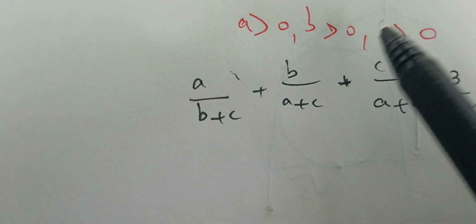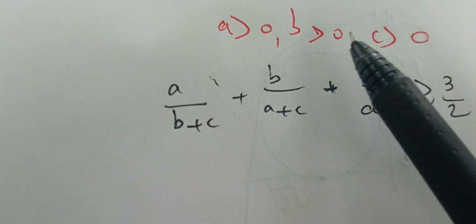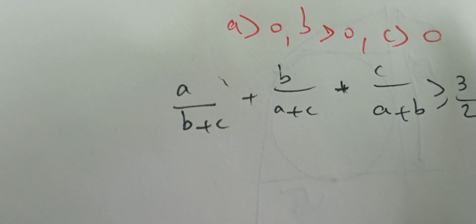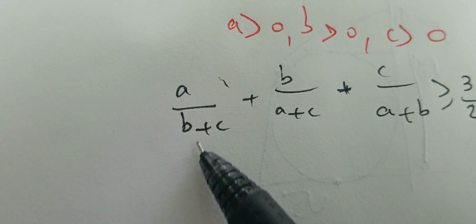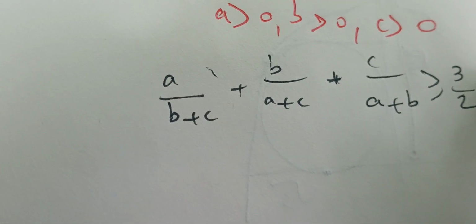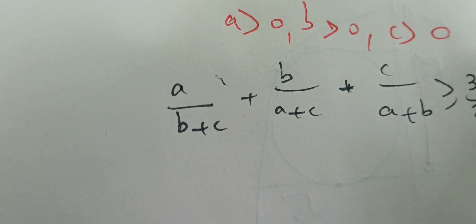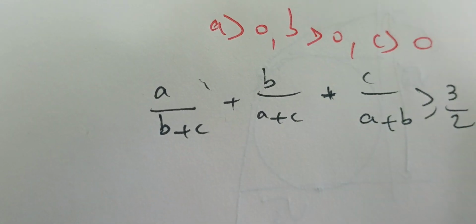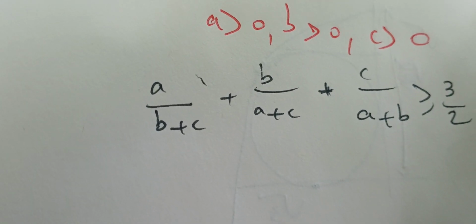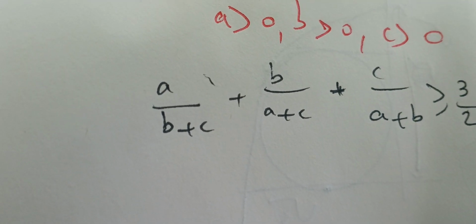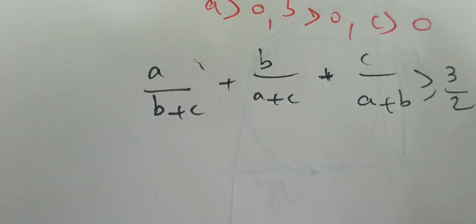In this video, we're going to try to show the following. Given that A, B, and C are positive numbers, we want to prove that A over B plus C, plus B over A plus C, plus C over A plus B, is greater than or equal to 3 over 2. This inequality is very famous. It's called Nesbitt's Inequality. And we're going to prove it using simple algebra.